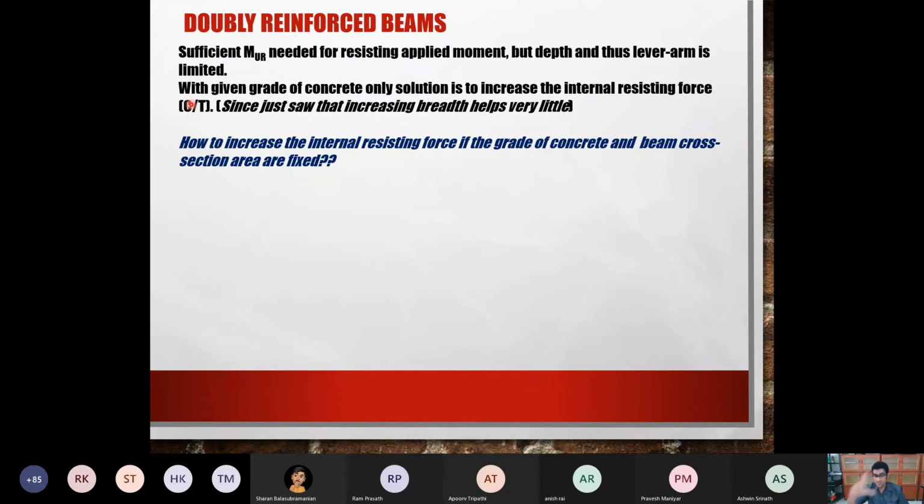For example, if the depth of a beam is fixed, D minus 0.416 XU, which is the lever arm, will be fixed. And your moment of resistance is nothing but compressive force times lever arm. So if your depth is fixed, then more or less the lever arm will not change too much. So for that reason, one of the ways to solve this problem is to increase the internal resisting force.